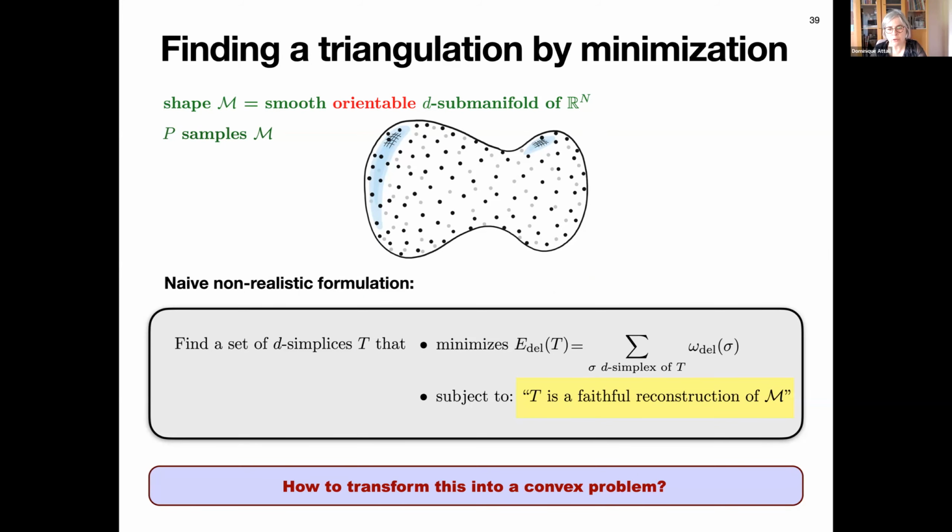Okay, so we would like to mimic what happens for the Delaunay complex, which minimizes the Delaunay energy among the triangulations. So a very naive formulation would be to say that we would like to find a set of d simplices T that minimize the Delaunay energy subject to the fact that T is a faithful reconstruction of M. Of course, this is highly non-convex, and we would like to transform this into a convex problem. So how do we do that?